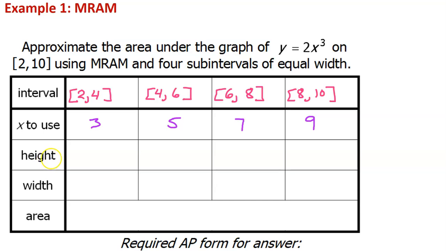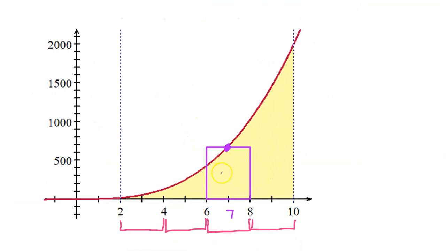Okay, now we need to know the height. Ultimately, we need to calculate the area of 4 rectangles. But part of that, we're going to need the height. So what is the height of this rectangle? Well, because the midpoint is on the function, the height of the rectangle is going to be the value of the function at the midpoint, which in this case is 7.